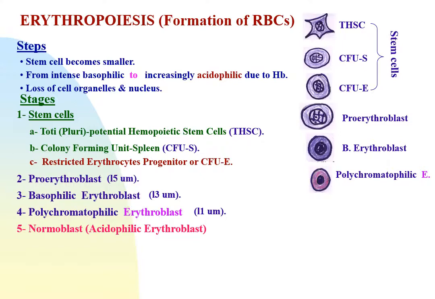Normoblast or acidophilic erythroblast is a small cell about 9 micron in diameter. It is acidophilic due to its content of hemoglobin. The nucleus is dark, pyknotic, and eccentric. Later on, the nucleus is extruded out of the cell by active expulsion through activity of some contractile protein. Finally, the expelled nuclei are destroyed by macrophages.